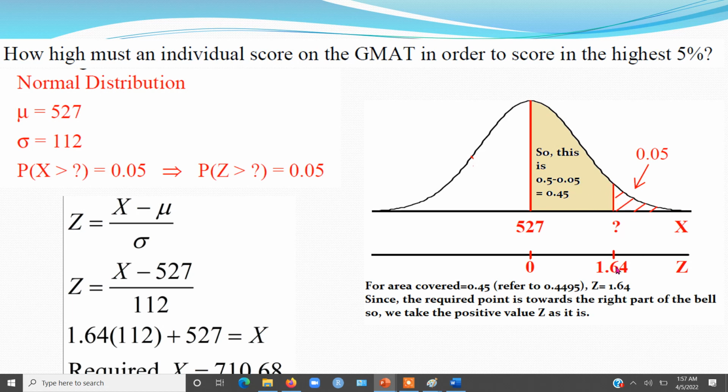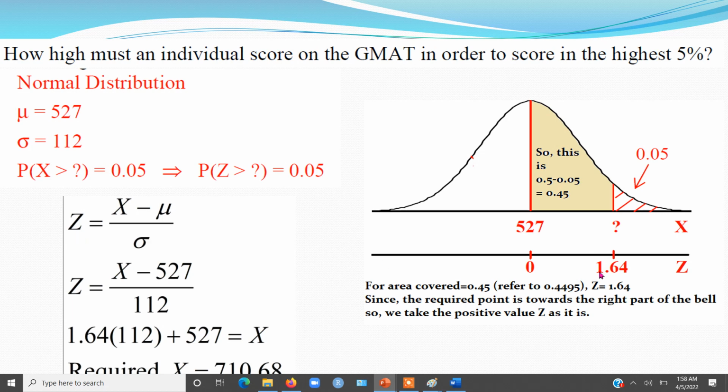Okay, since the required x value is towards the right side of the mean, or towards the right side of the bell shape, I'm going to use the z value as it is in its positive form. So this is the z value. Now how is it going to help me compute the x value? We know that the z-score is equal to x minus mu over sigma, where x is the observed value. We don't know the observed value here, because there's a question mark. We don't know how many marks we should get, so x is unknown, but we know the mean, we know the standard deviation, and we have computed this required z-score.